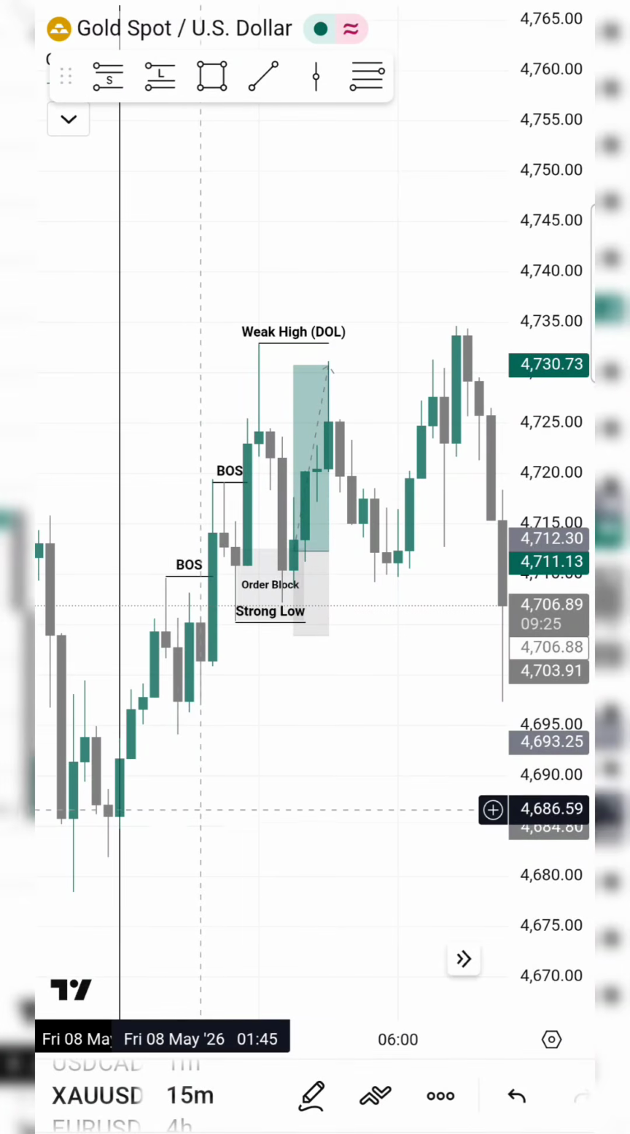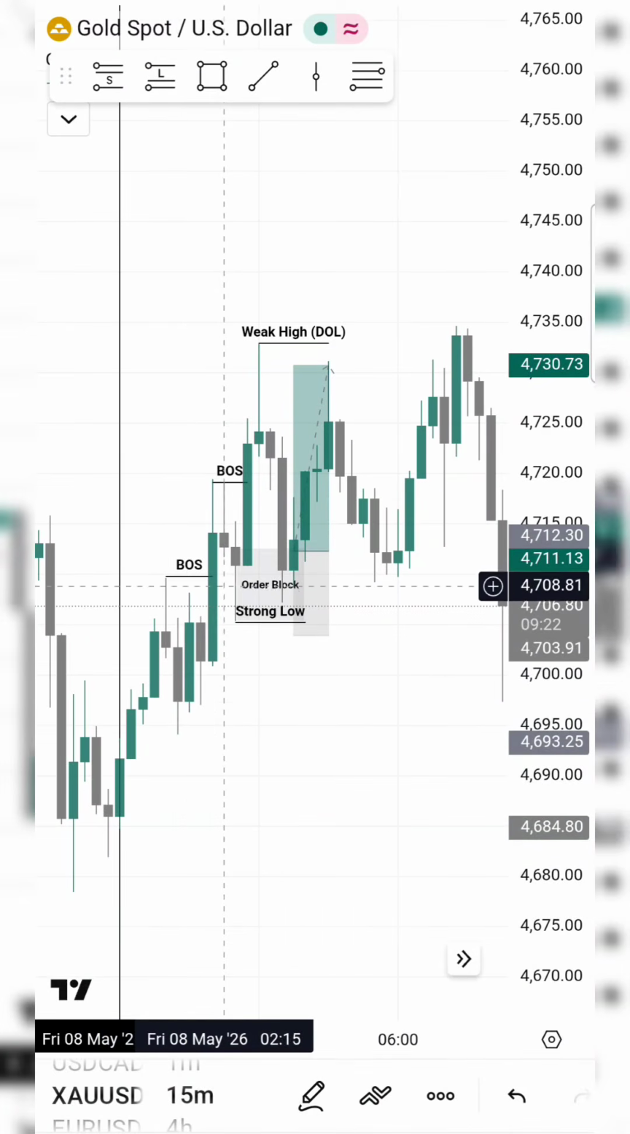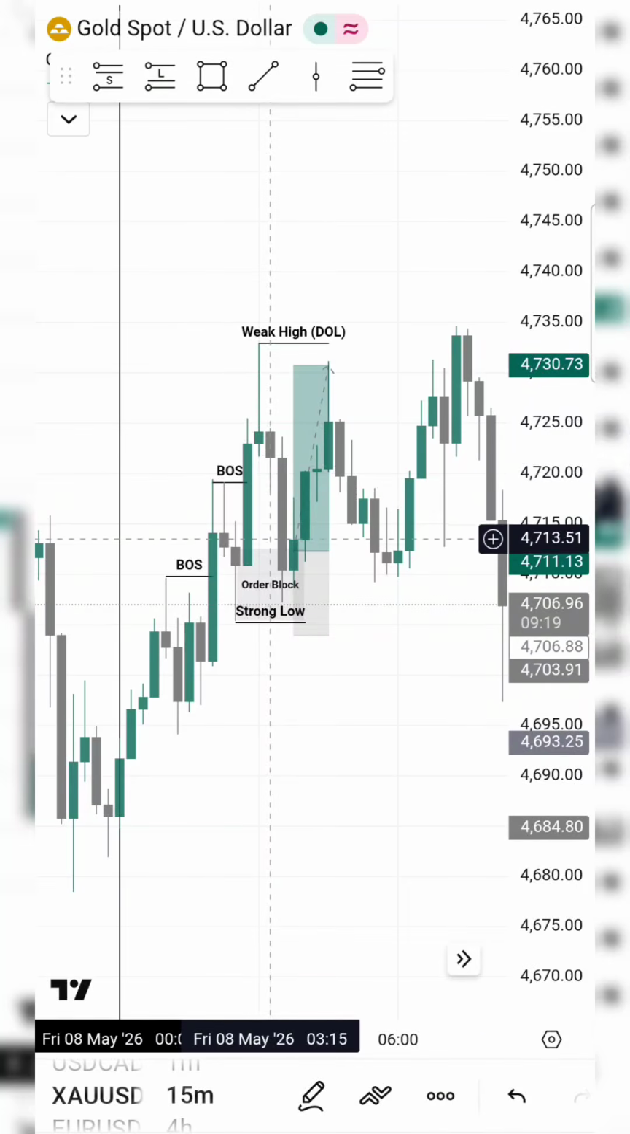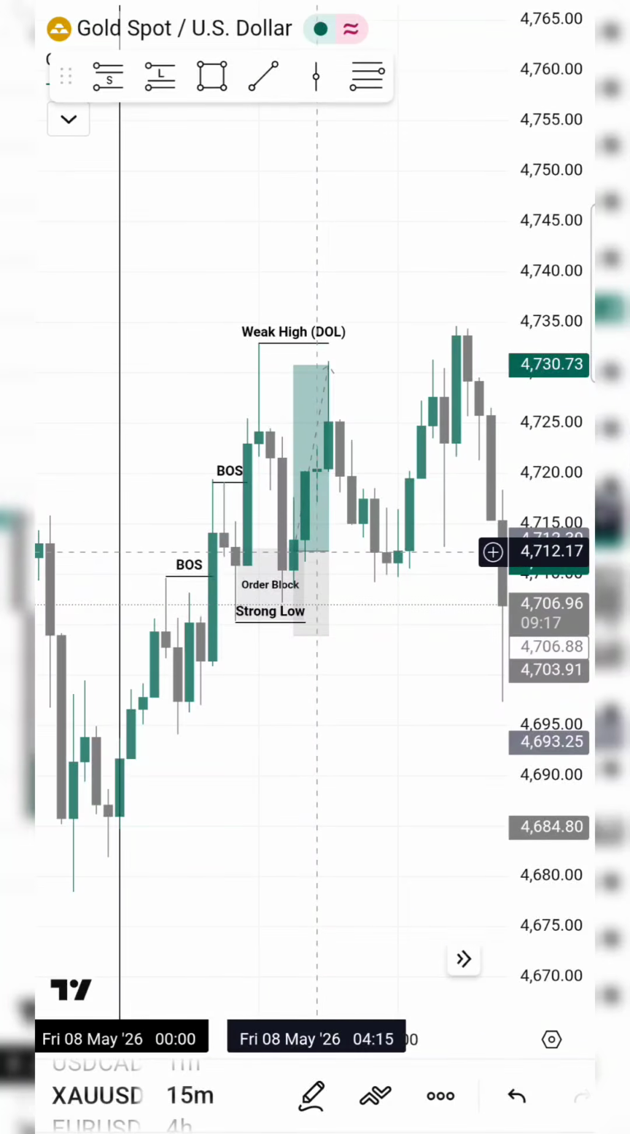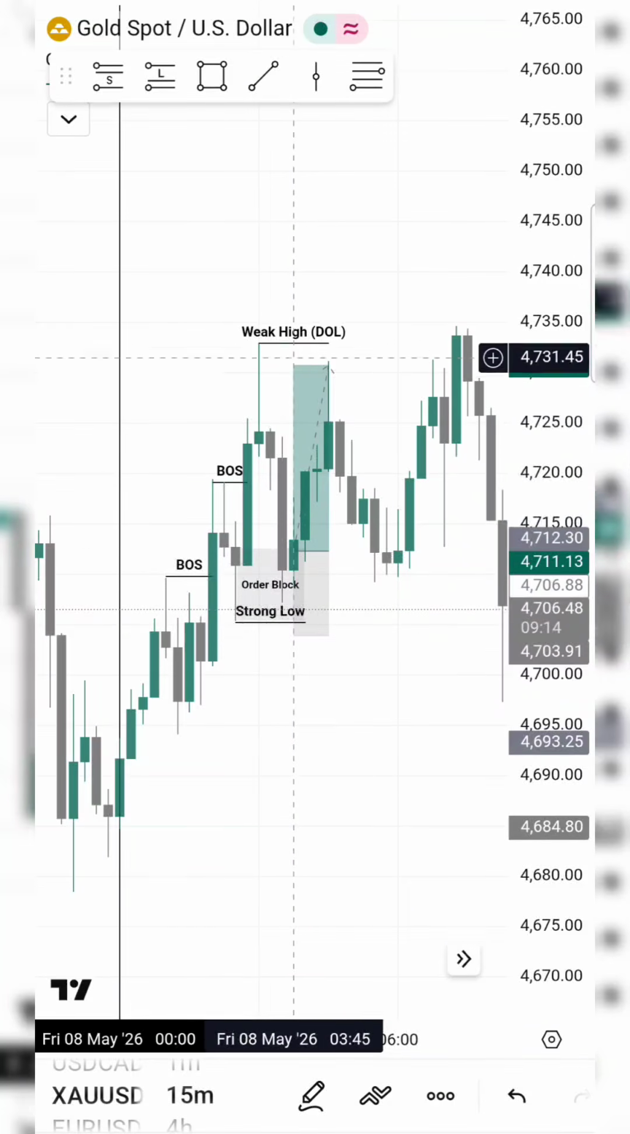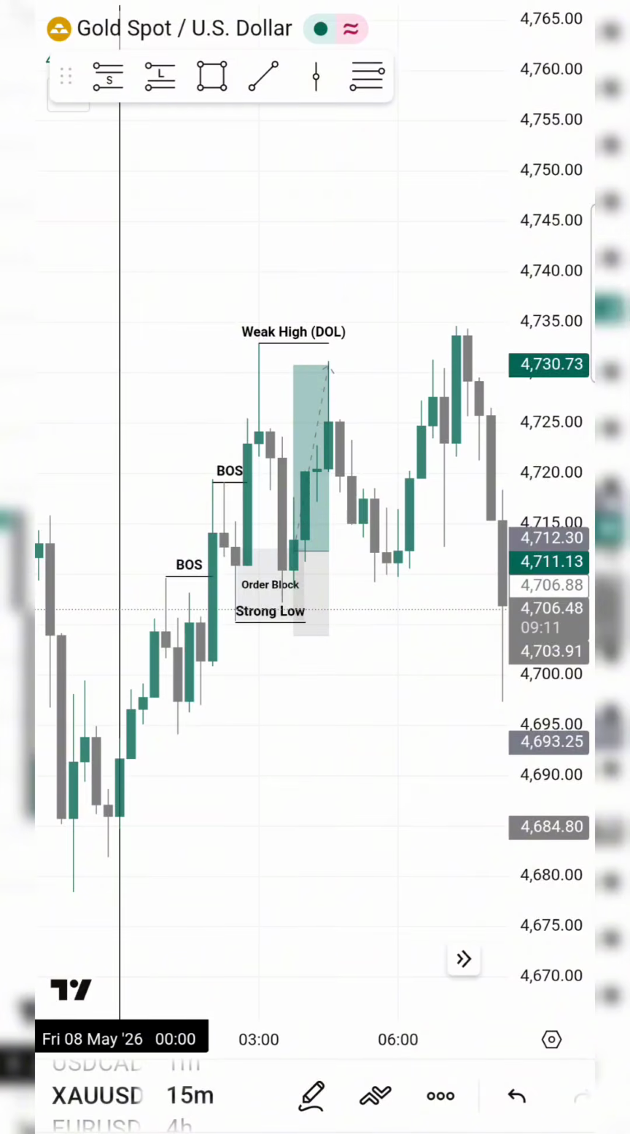So for XAUUSD, we had a first break of structure and a second one, and after the second one we had an order block, and the entry was there with the stops below the strong low and the target just before the weak high, which is my drawn liquidity.